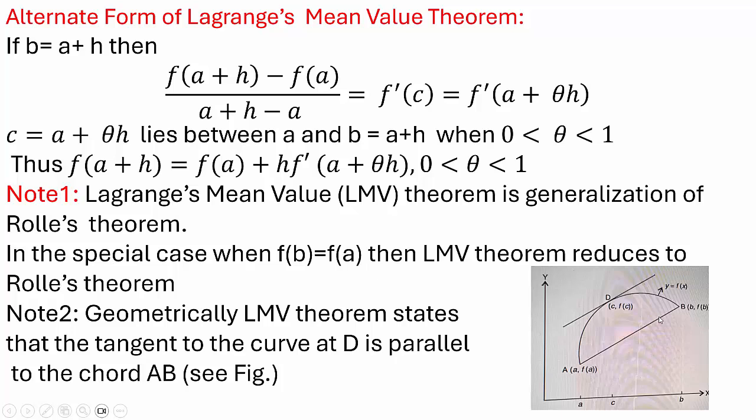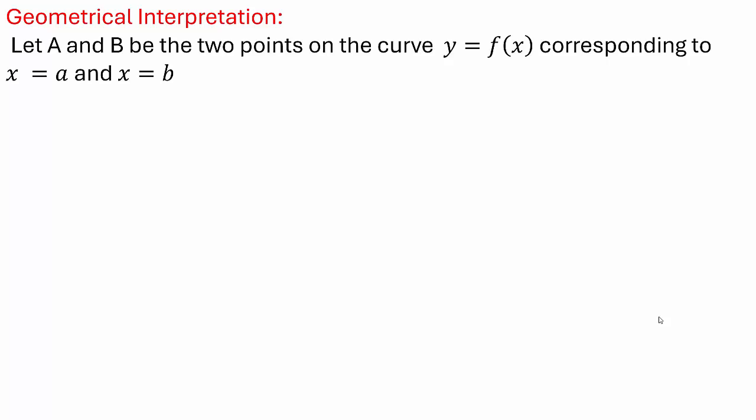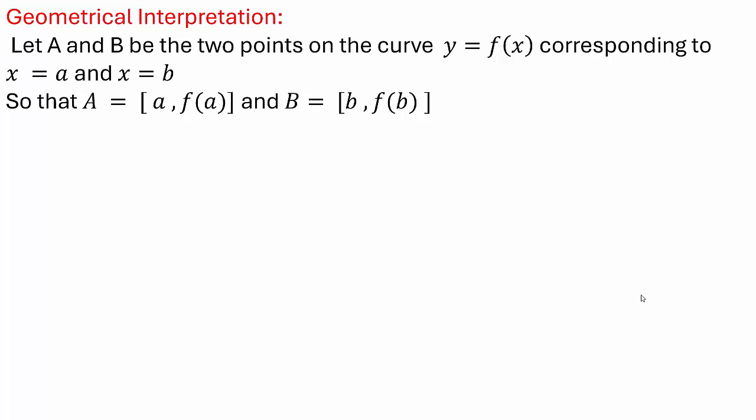This is the geometrical interpretation of Lagrange's mean value theorem. Now, geometrical interpretation. Let A and B be the 2 points on the curve y equal to f(x), corresponding to x equal to a and x equal to b, so that the coordinates of point A are (a, f(a)), and coordinates of point B are (b, f(b)).